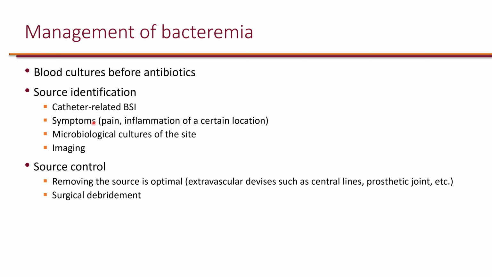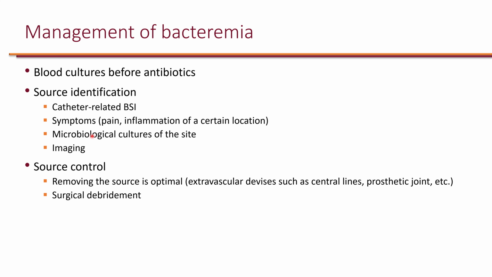Symptoms: you can use the symptoms to identify where in the body the bacteria are coming from. For example, if there is low back pain, you might consider that there might be a kidney infection. So you can use the site of pain to identify where the infection is coming from. Or if there is inflammation in a certain location, perhaps a joint, or anything that you can identify from the symptoms.